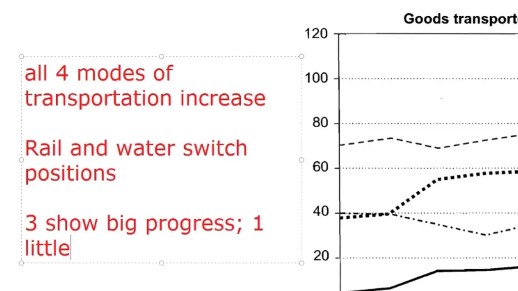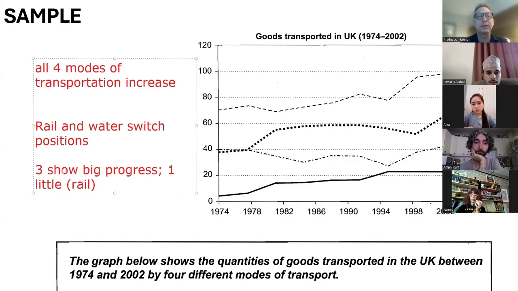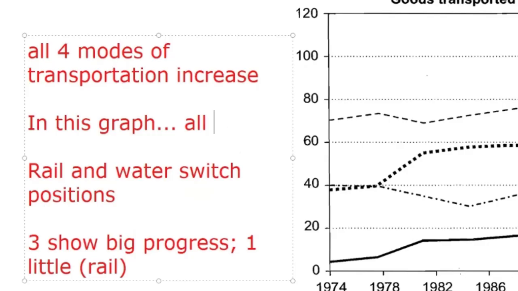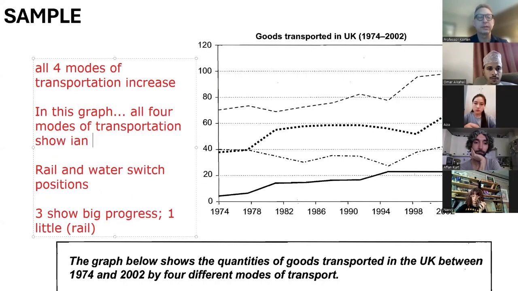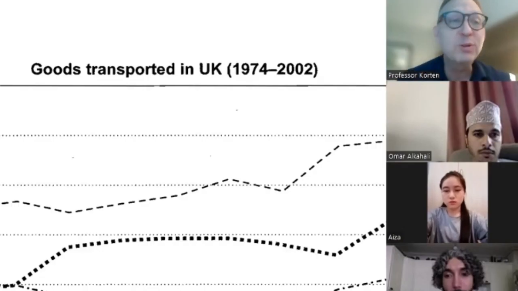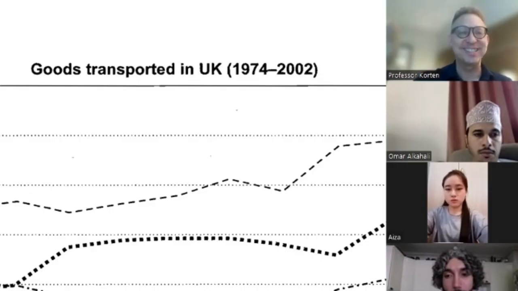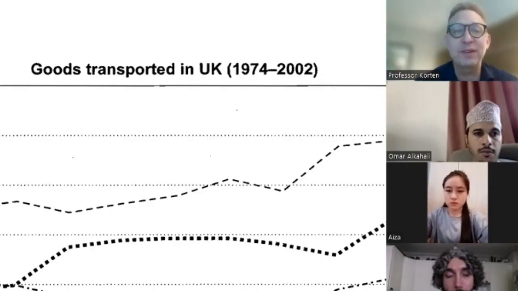My 3 paragraphs. So these are the body paragraphs. And what we do, once I have that, then I put it into a sentence. All 4 modes of transportation show an increase between, and then we'll put the years. The most difficult part here is the first sentence. Then you can just describe the graph after that in detail.